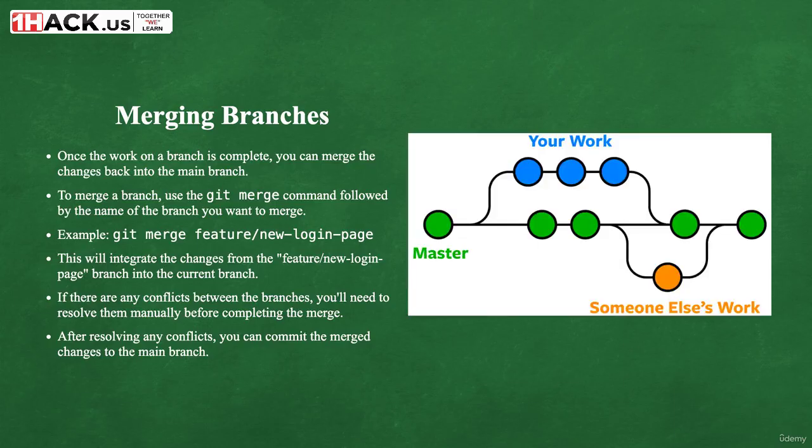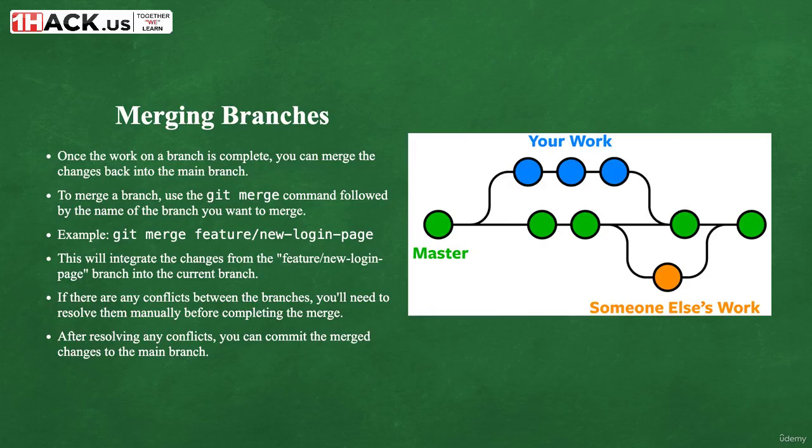Now that we've covered how to create and switch between branches, let's talk about the process of merging branches. Once the work on a branch is complete, you can merge the changes back into the main branch. To do this, you can use the git merge command followed by the name of the branch you want to merge. For example, if you've been working on a feature branch called feature/new-login-page, and you're ready to integrate those changes into the main branch, you can run the command git merge feature/new-login-page.